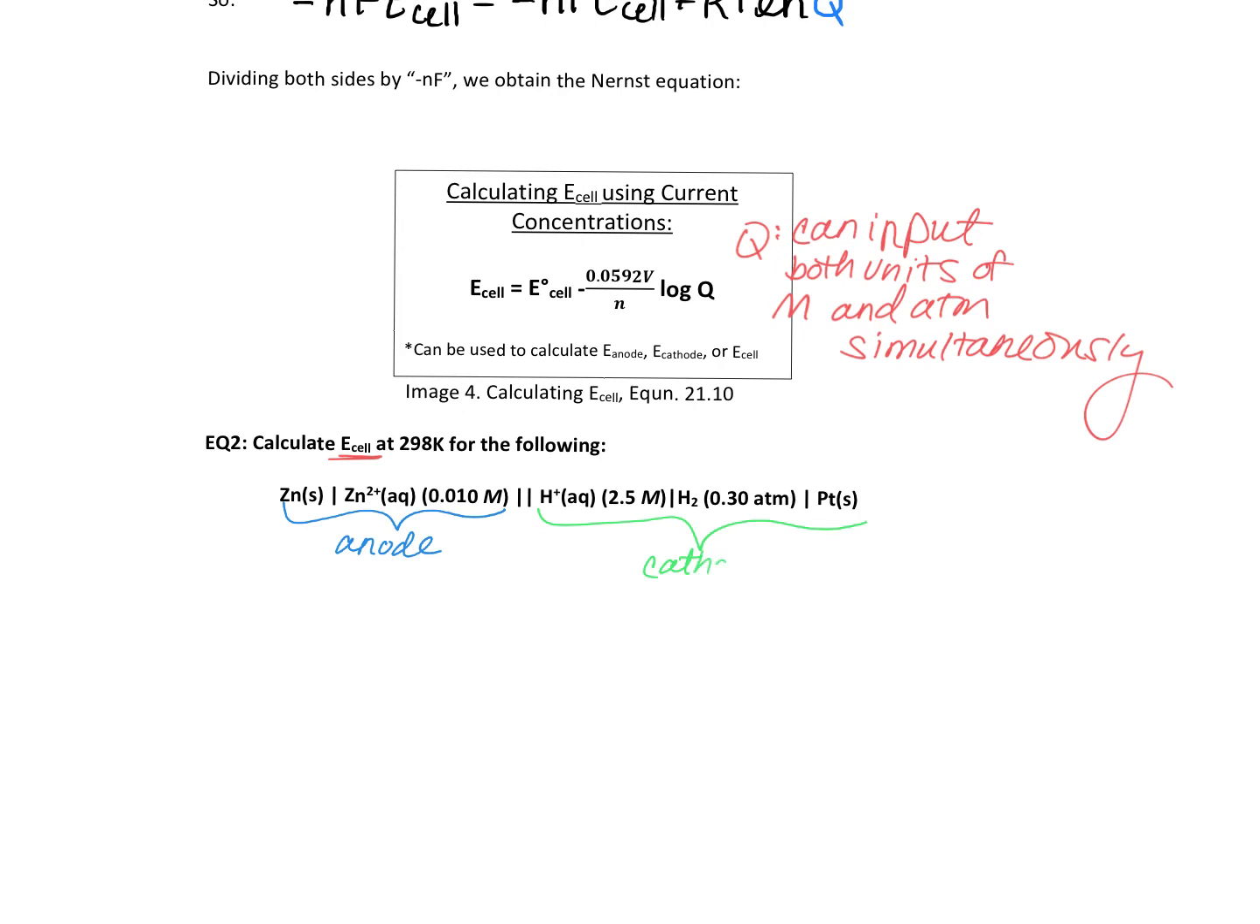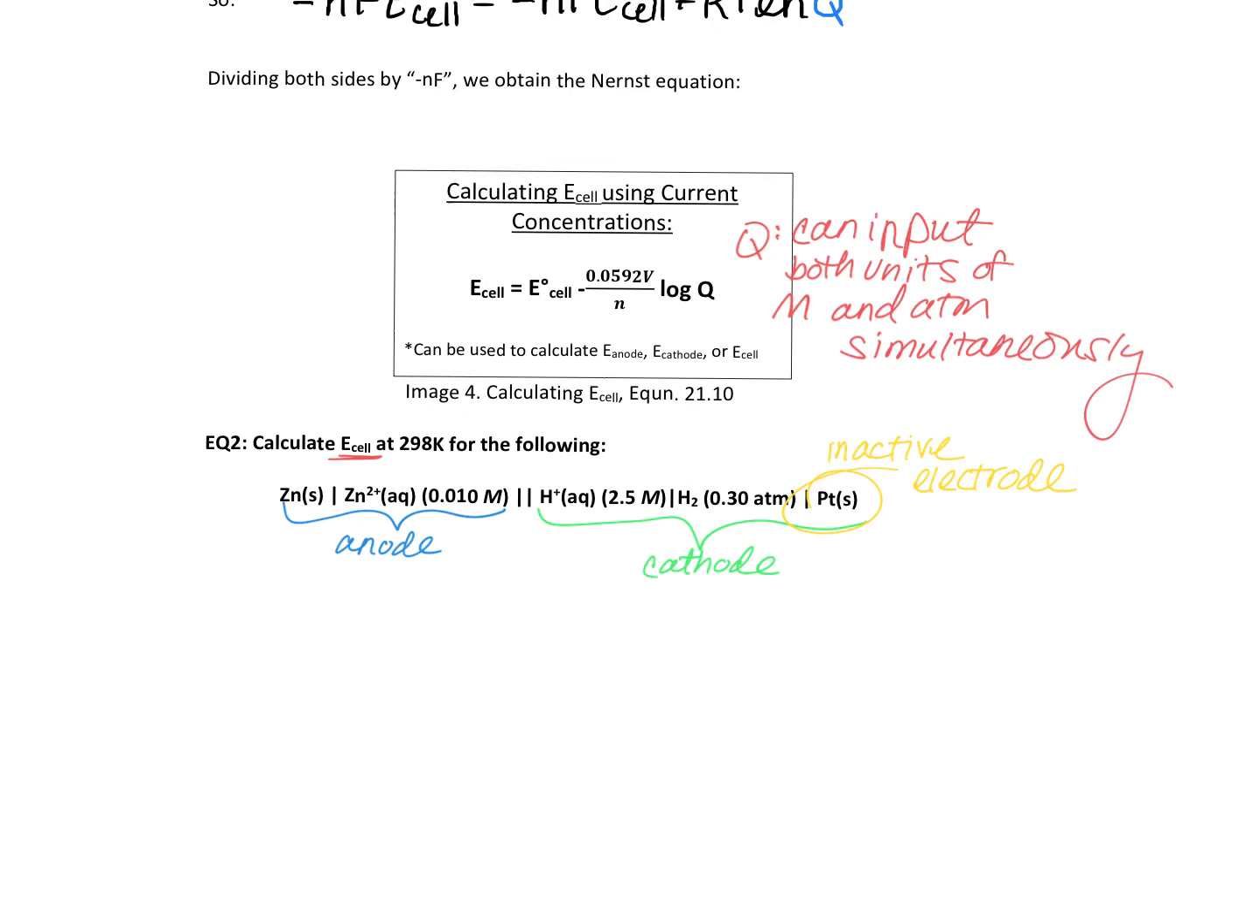So something new here, we have platinum, which is an inactive electrode. Just means that it's not actually participating in the redox reaction. So it's there as a conduit or as a pass-through for electrons, but it's not being oxidized or reduced. What's being reduced, in this case, is the hydrogen ion, and it's being reduced into hydrogen gas.